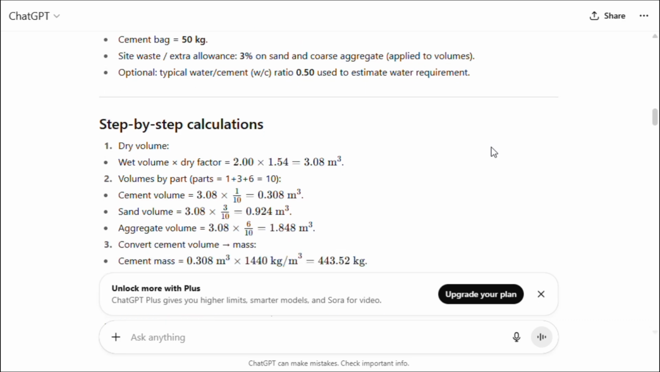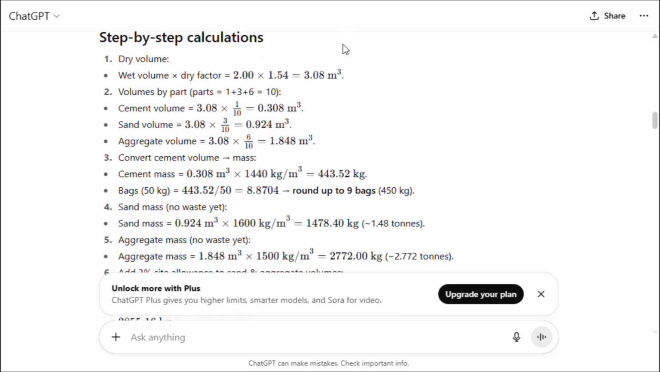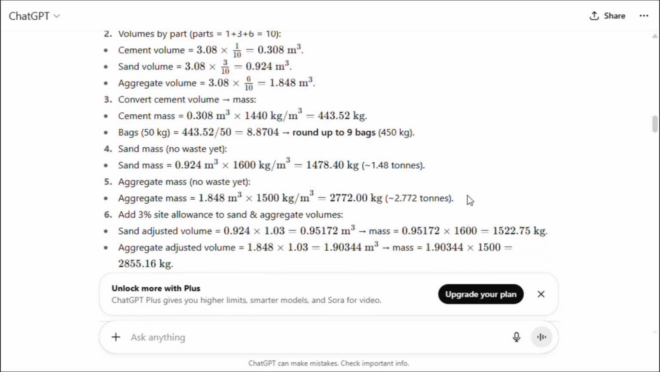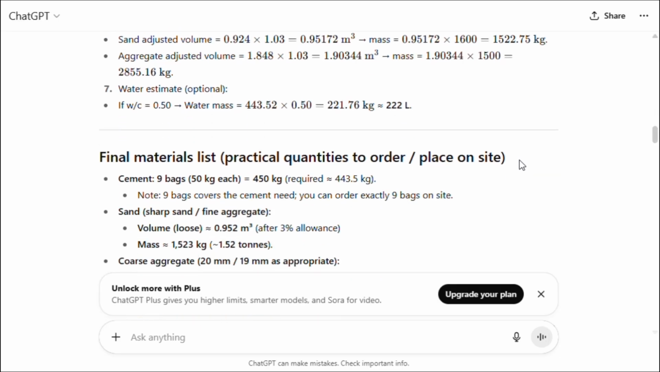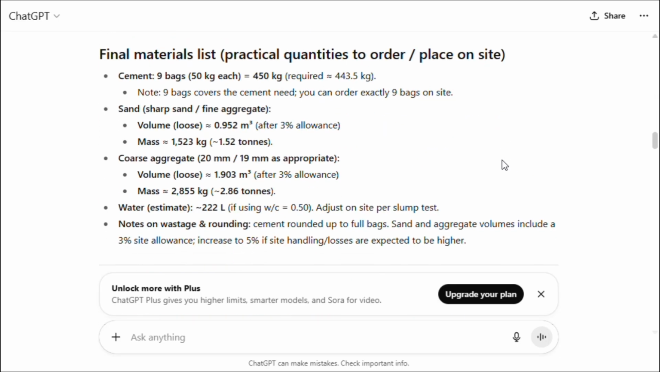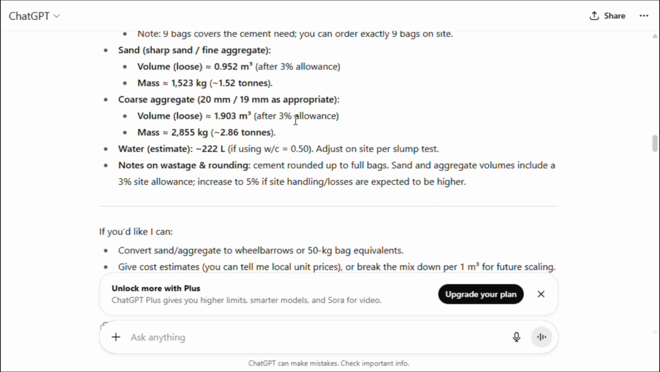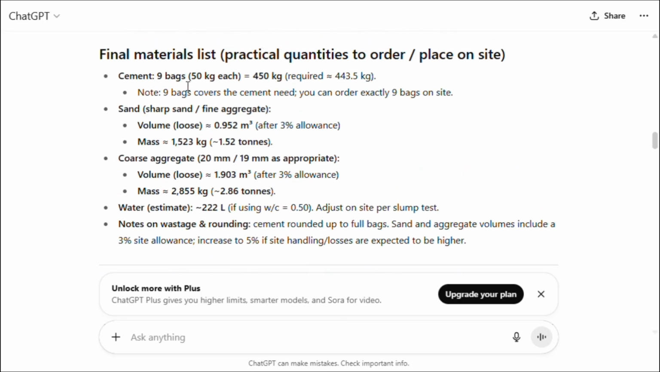It started with a step-by-step calculation, giving the dry volume factor and the rest. You can pause and go through if you have enough time. Then it gave the answers or the materials it got for the calculation. Getting 9 bags of cement, that's 50 kg each.